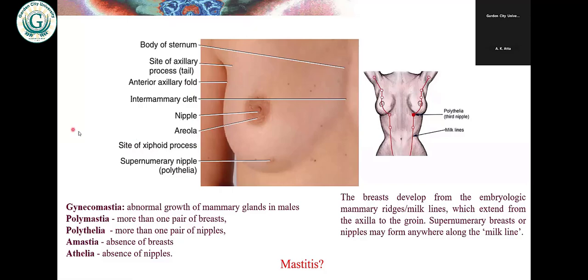So you have these terms related to what? Polythelia, more than one pair of what? Nipples. Polymastia, more than one pair of what? Breasts. Amastia, absence of breast. Then also you can have absence of what? Nipple. So yes, this is where the milk line is. Anywhere along it you can have these forming.